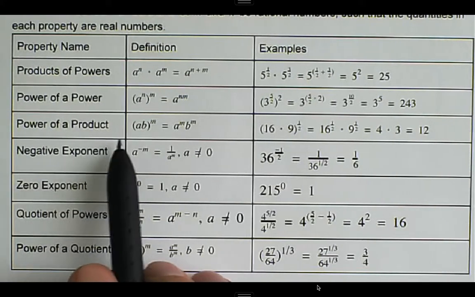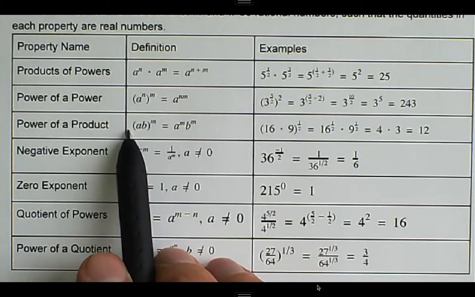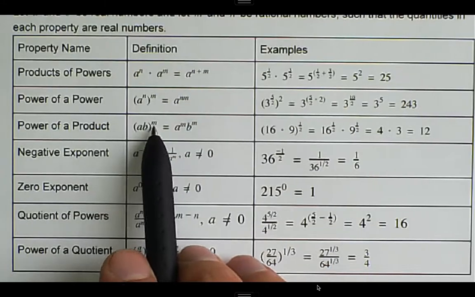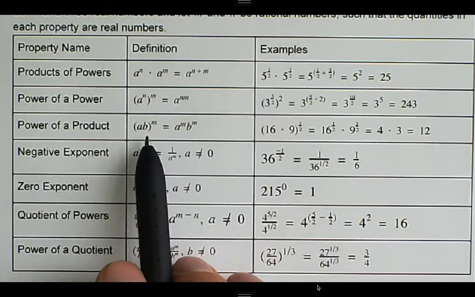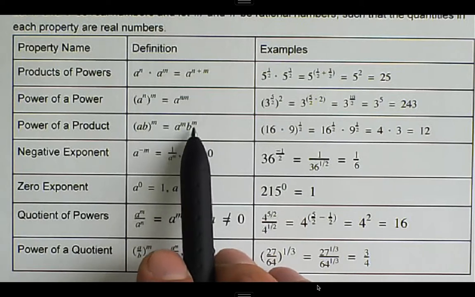Power of a product, and that kind of looks the same way as it would look if we had a coefficient out front of the parentheses. What we're going to do is distribute the exponent to both parts of the product. And so we have A to the M, B to the M.